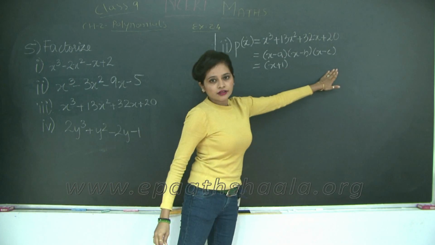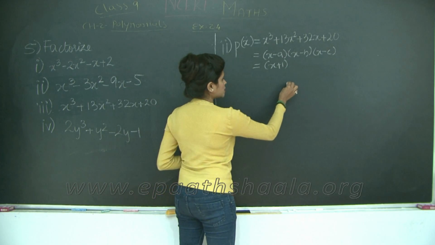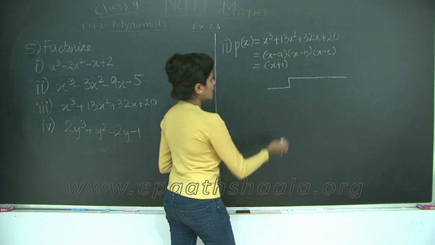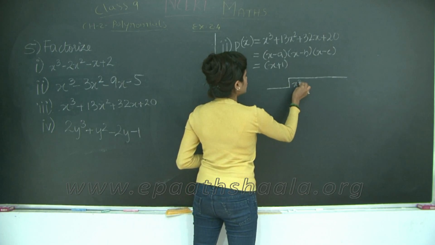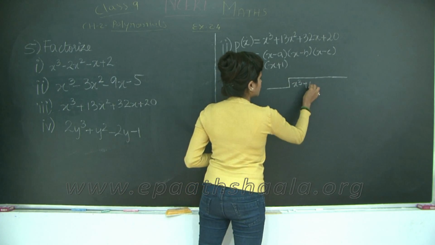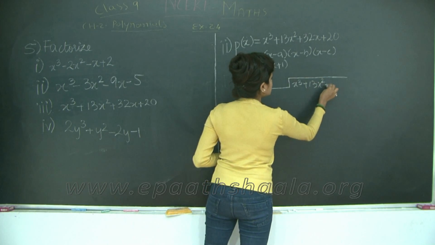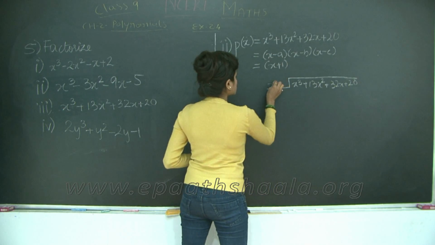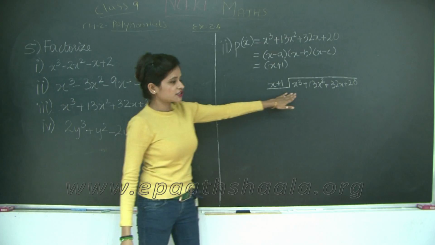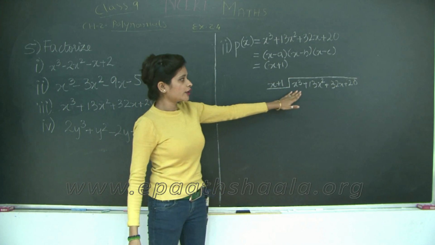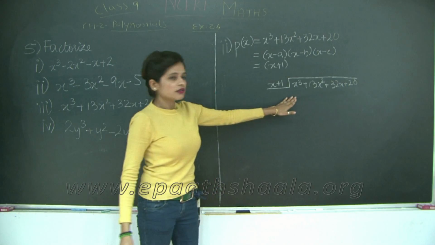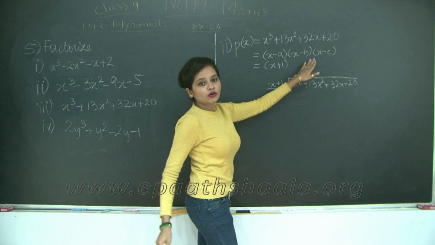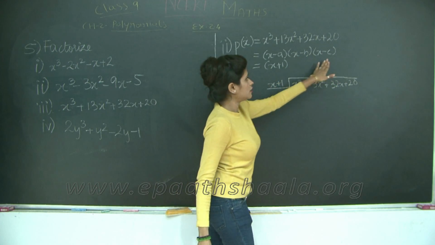Now how are we going to find the other two factors? By the long division method first. So let's get ready to solve using the long division method. I take my polynomial x cube plus 13x square plus 32x plus 20, and x plus 1. Now x plus 1 is a factor of this polynomial, therefore it is going to divide this polynomial to give the remainder as 0. That is why it is the factor in the first place. But we need to find the quotient so that we can find these two factors.